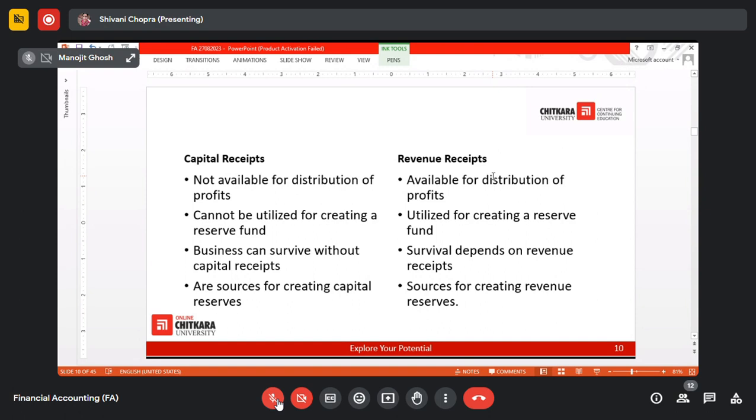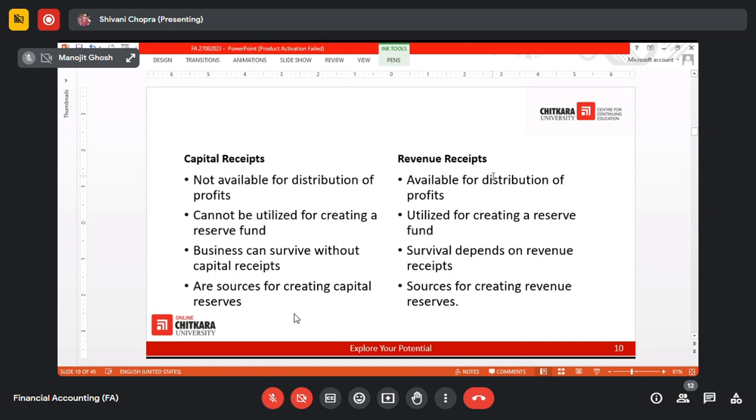Now, with this, we can look at the points that are important for their distinction. Capital receipts are not available for distribution of profits. Why? Because they are not part of operating activity. Whereas revenue receipts are available for distribution of profits. Revenue receipts are utilized for creating reserve funds. Whenever you need to create a reserve fund for the business activity, we would create it through the revenue receipts.